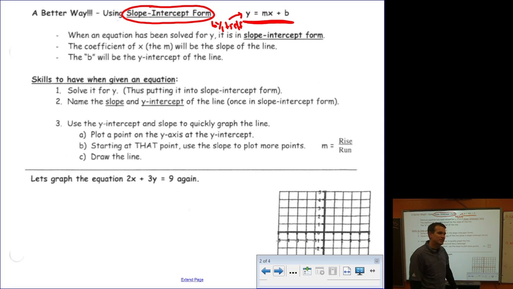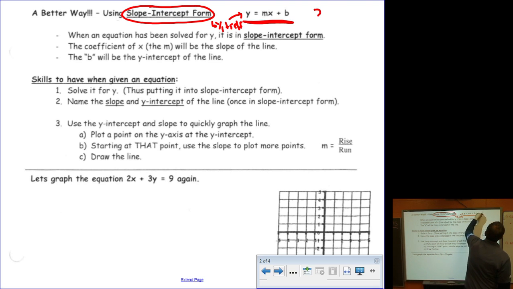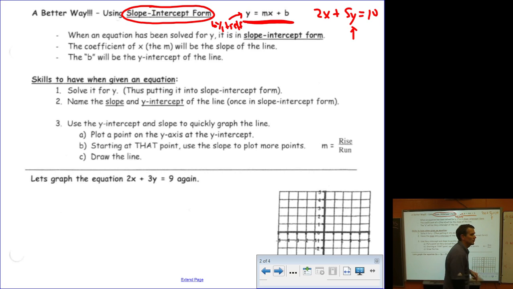We spent all of last night's homework solving equations for a variable, and that is what you're going to need to do today. You're going to need to be able to take an equation, like say 2x plus 5y equals 10, and solve that equation for y. You want to be able to get the y by itself. So it looks like this.